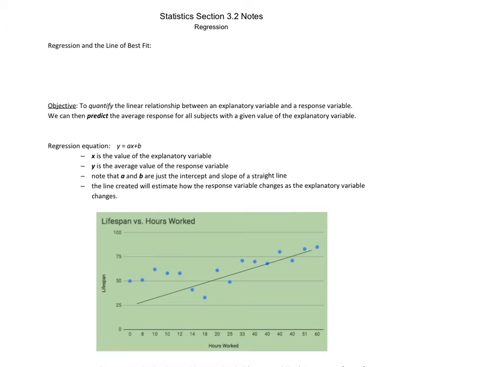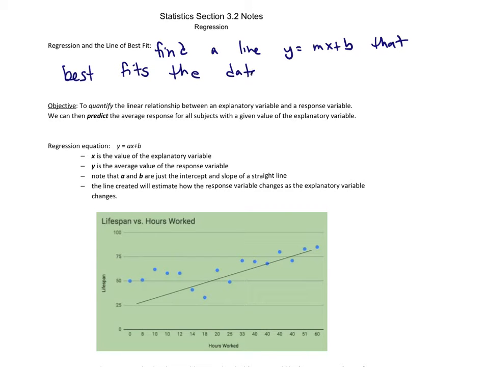All right, so we're going to look at some stuff about 3.2, which is on regression. In regression and the line of best fit, we're going to try to find a linear line, y equals mx plus b, that best fits the data. So we're going to take a scatter plot that has a bunch of different ordered pairs, and we're going to try to approximate it with a line.